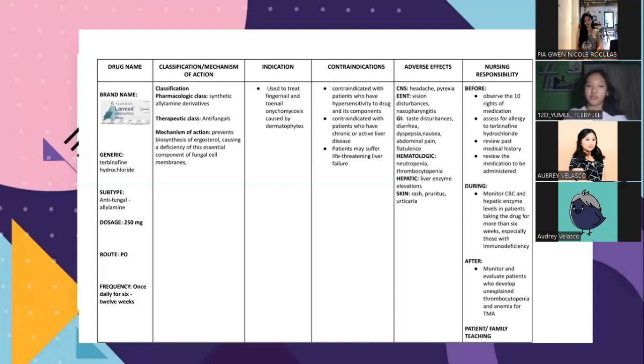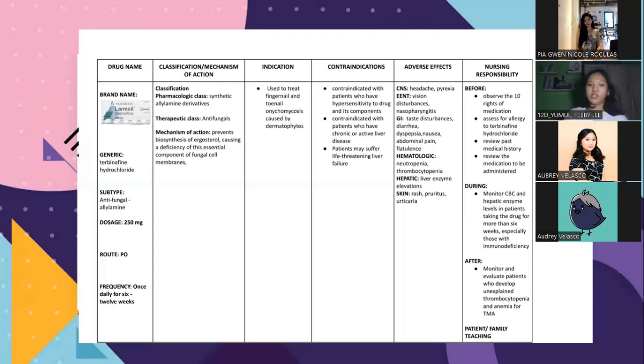It can have adverse effects on different parts of the body, such as the CNS, ENT, GI, hematologic, hepatic, and skin. Adverse effects for CNS include headache, pyrexia, which is a raised body temperature. For ENT, there's vision disturbances, nasopharyngitis, which is the inflammation of the nasal passages and the pharynx. For GI, it's taste disturbances, diarrhea, dyspepsia, nausea, abdominal pain, and flatulence. Flatulence is the buildup of gas in the digestive system.